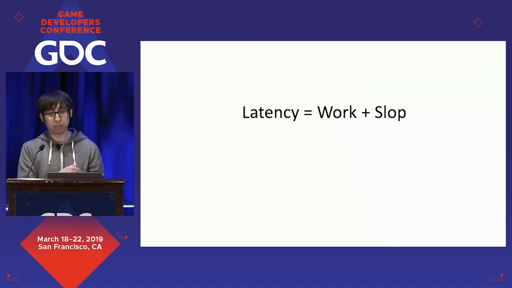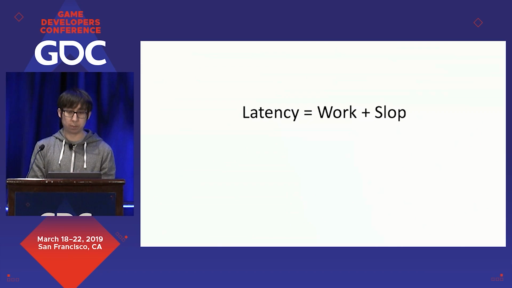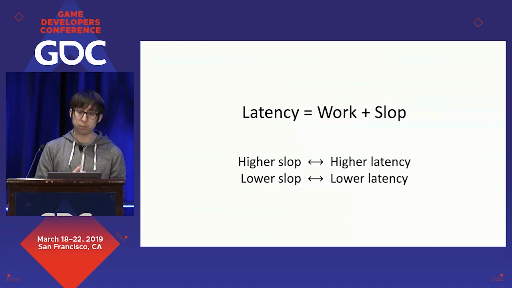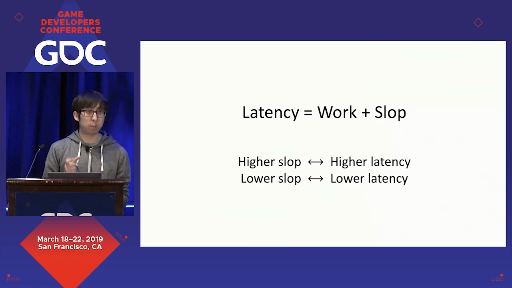All right, so we've split latency into two categories, work and slop. Our strategy is to throttle the input sample to reduce slop, thereby reducing latency. So to figure out how much we're going to have to throttle, we're going to examine all the sources of work and slop in the engine.